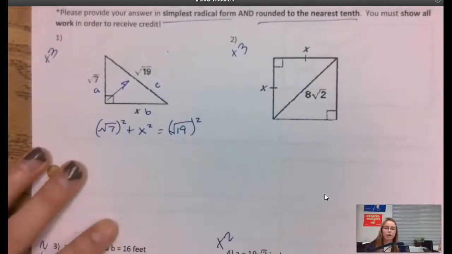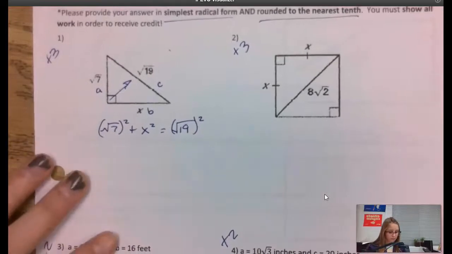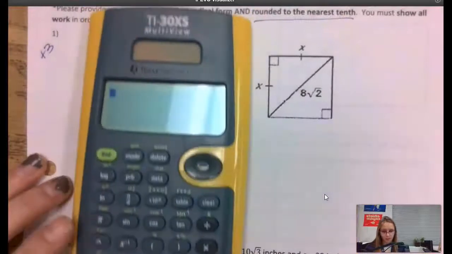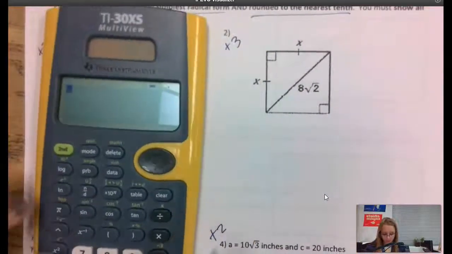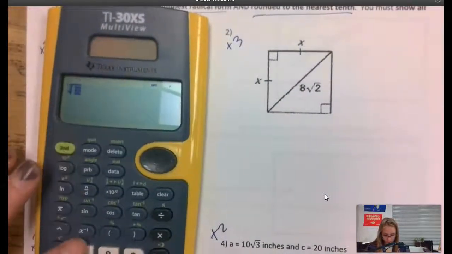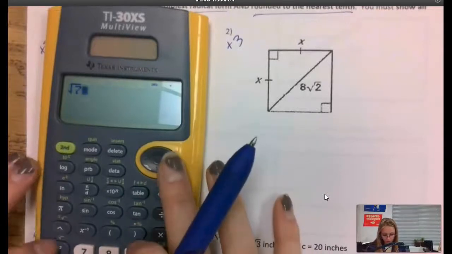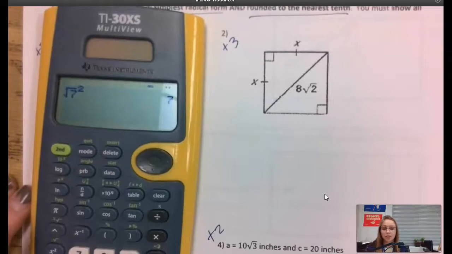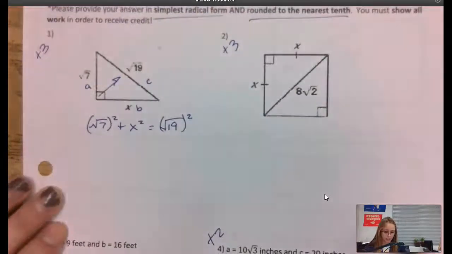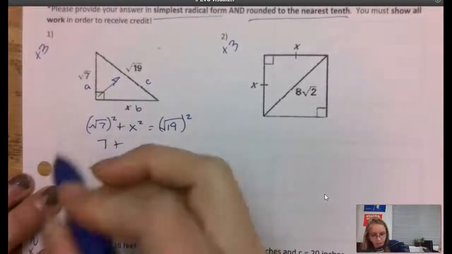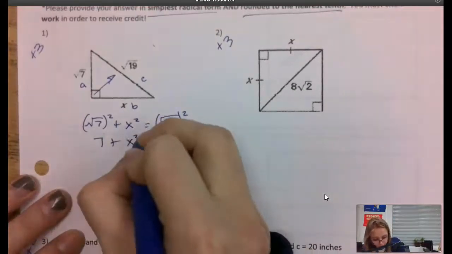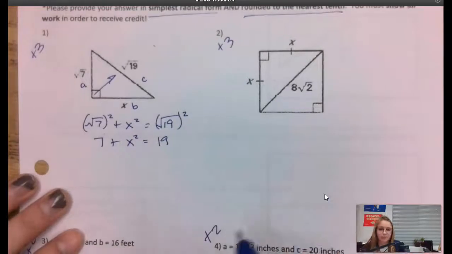If we ever have something under the root symbol and we square it, they cancel out. And if you do not believe me, we can do square root of 7 squared. Even if you had your calculator, you could have typed that in to get 7, but I've told you that, so you should know that. And then this would be 19.